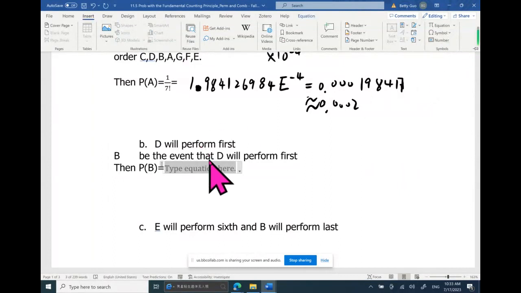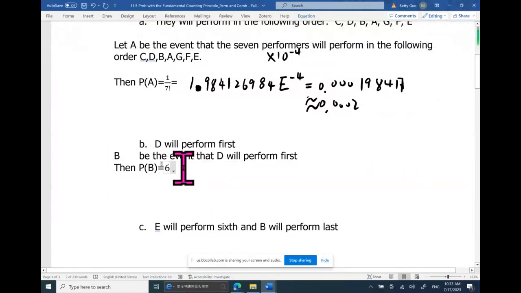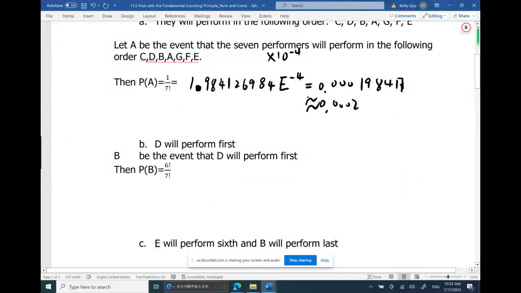What about the numerator? The numerator would be how many outcomes favor event B, the result that D performed first. So the result is 6 factorial divided by 7 factorial. The denominator is the same, right? 7 factorial, the total number of outcomes in the sample space.